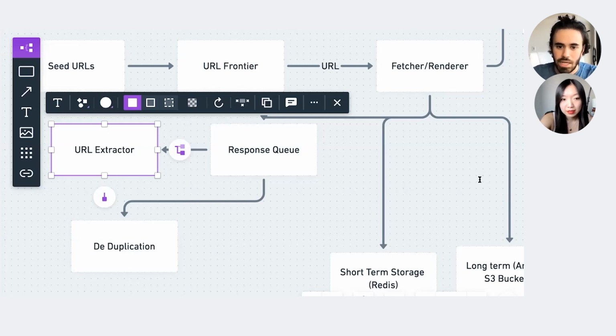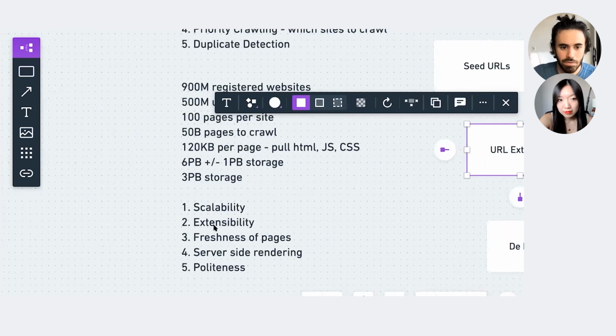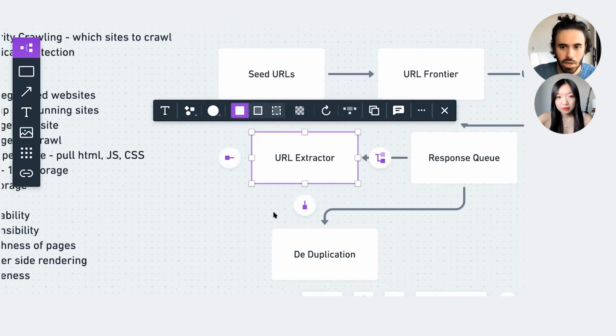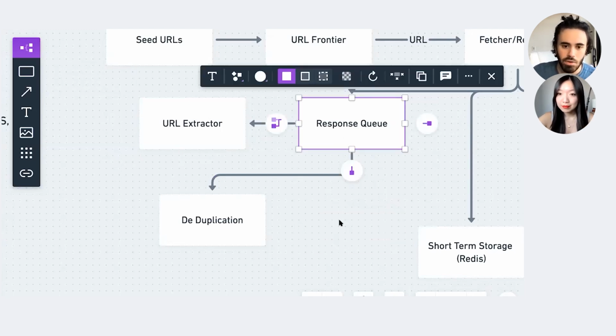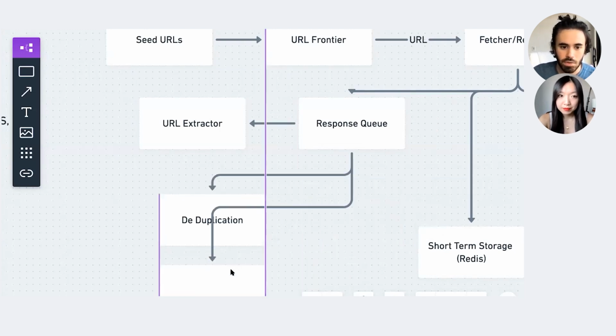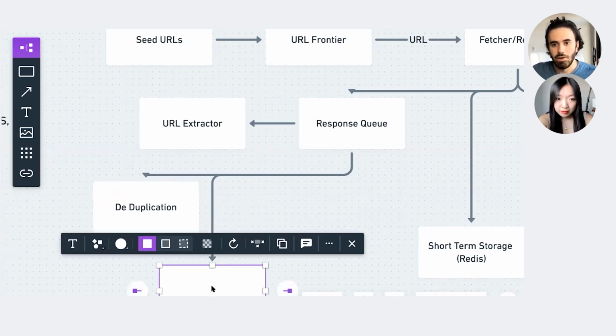So in addition to that, moving back to our points here, we have extensibility as an important point. And right at this point is where we can allow extensibility. So from the response queue, we could add any additional services we wanted to right here. Let's say, we talked about malware detection. That could be a thing where we don't want to download any viruses or anything off the internet that's going to mess up our system.